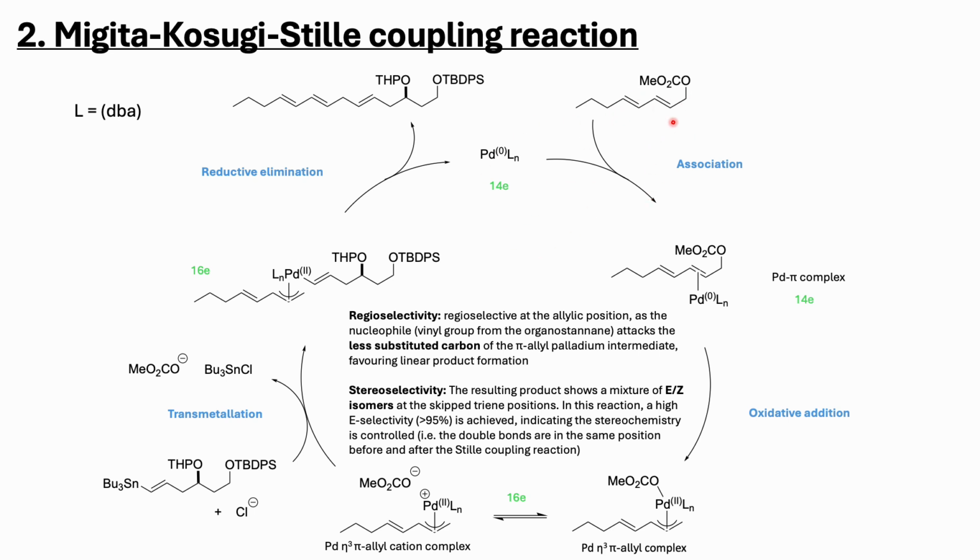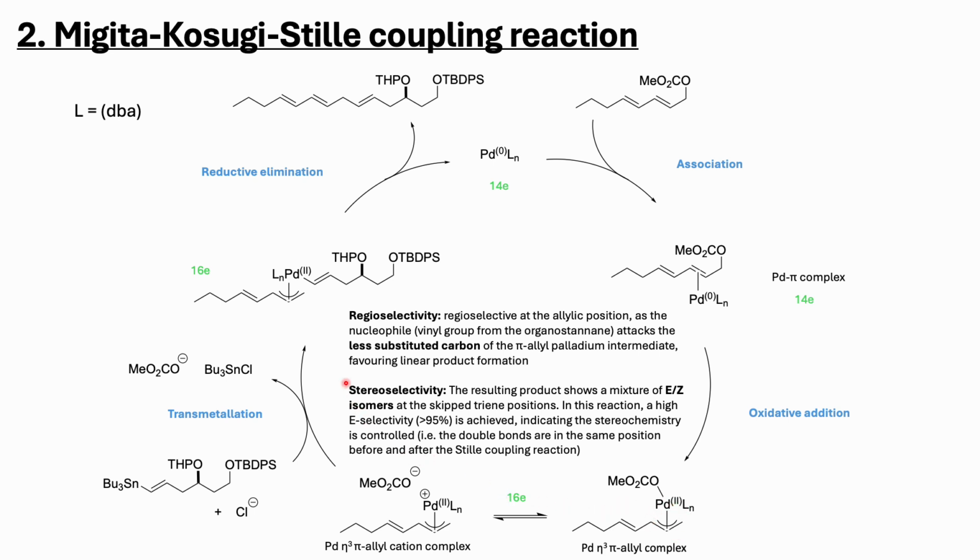Instead of the typical halide leaving group, we have this carbonate leaving group at an allylic position, which makes this compound act as an allylic electrophile. We end up forming this palladium pi complex, where the oxidation state of the palladium remains unchanged. It will then undergo oxidative addition, forming these 2 palladium eta-3 pi-allyl intermediates in equilibrium. Note that the oxidation state of palladium has changed from 0 to 2.